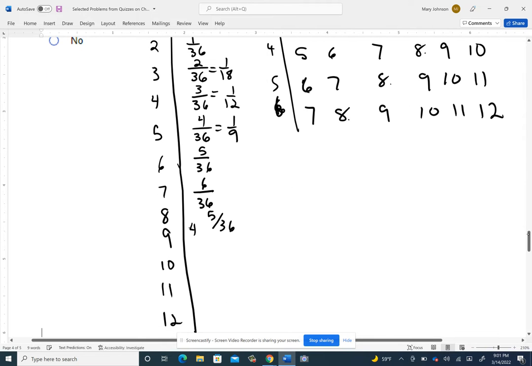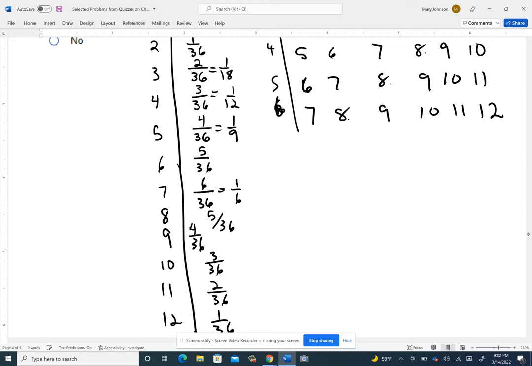Then 4 that turned out to be 9. Then 3 that turned out to be 10. And then 2 that turn out to be 11, and then 1 that turns out to be 36. And you would put in the simplified version of each of those fractions. So if it does simplify, you need to do that. If it does reduce, in order to get it correct. Okay.